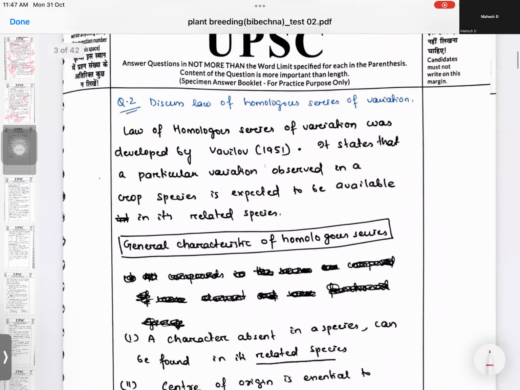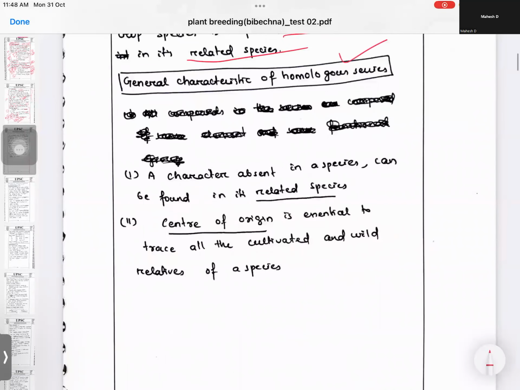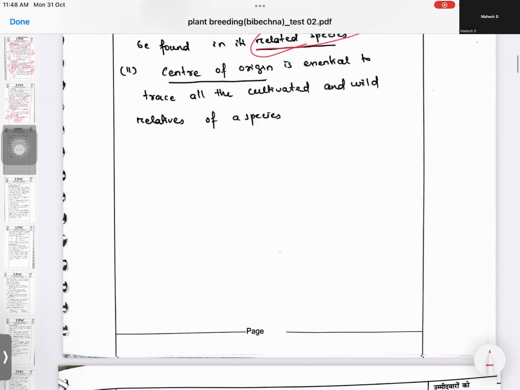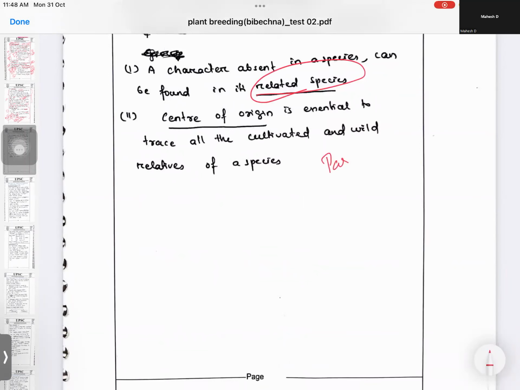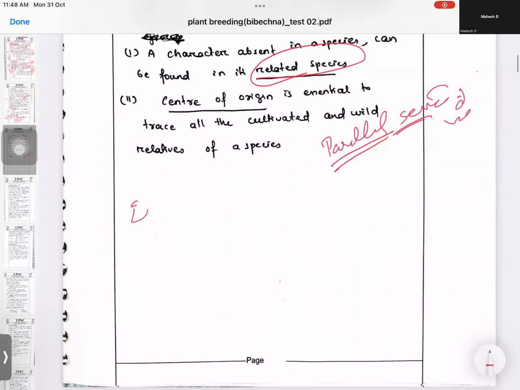Next, the law of homologous series of variation: variation developed in related species. Good. Factors are just found in related species. Knowing the center of origin is essential to raise any kind of homologous series. This is called the parallel series of variation.